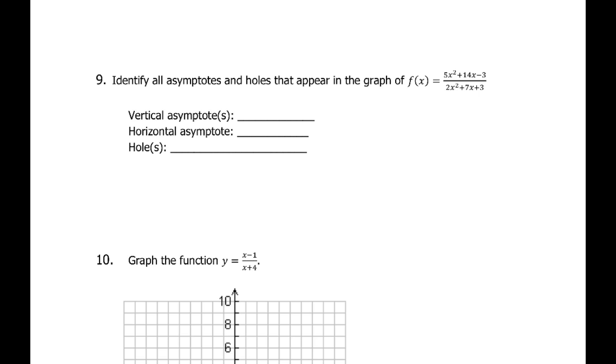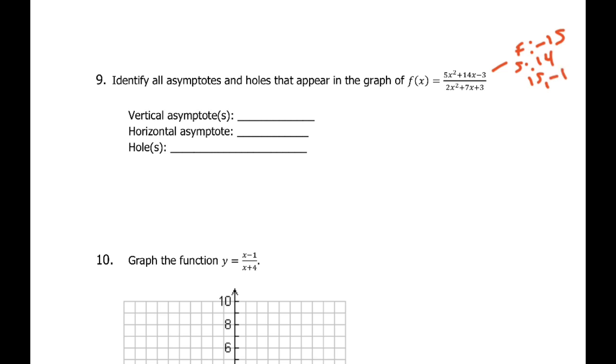All right, so identify all asymptotes and holes. To do this, we need to factor each. So we're going to factor the numerator and factor the denominator, and both of these are SAM. On the top, I'm looking for factors of negative 15 that have a sum of 14, and that would be 15 and negative 1.